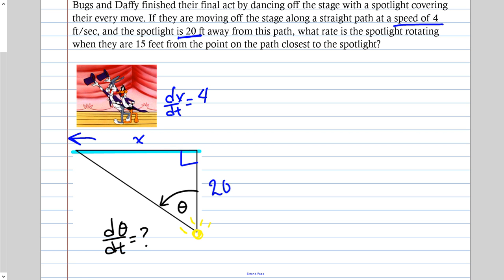And then they want us to figure out this rate when Bugs and Daffy are 15 feet from the point on the path closest to the spotlight. So basically this right here is the point on this path that is closest to the spotlight. Perpendicular distance is always the shortest. And so basically when x is 15.